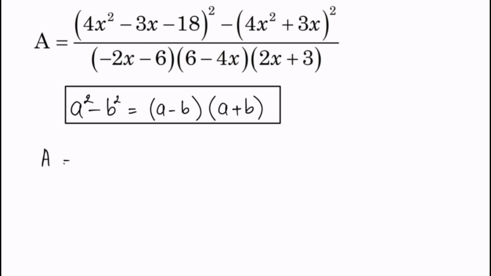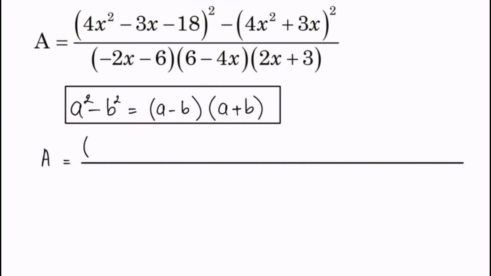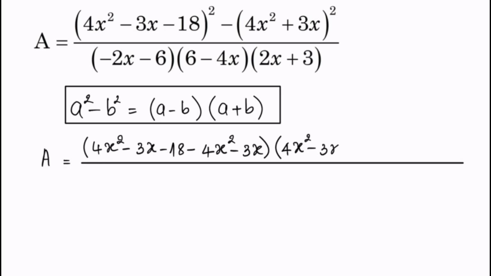We represent the first term as a and the second term as b. So that will be a minus b: 4x squared minus 3x minus 18, and then minus b, that will be minus 4x squared minus 3x. Factor with a plus b. The first term is a, and then plus b, 4x squared plus 3x.